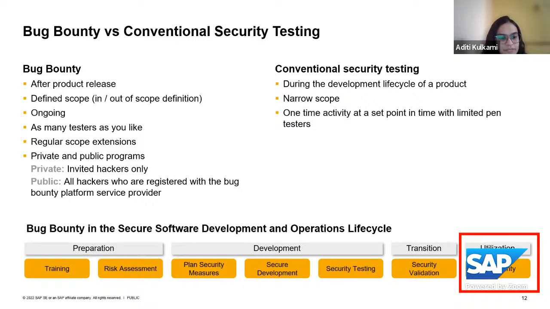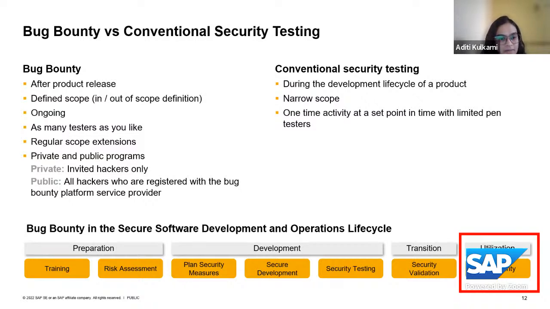Right, and there are basically two types of bug bounty programs. There is a private bug bounty program, and there is public. SAP runs private bug bounty programs as of today. What private means is that in the platforms there would be a certain number of researchers already, and only those who are invited would be able to test the applications. Let's take SAP for example. Only those invited hackers would be able to test these SAP applications.